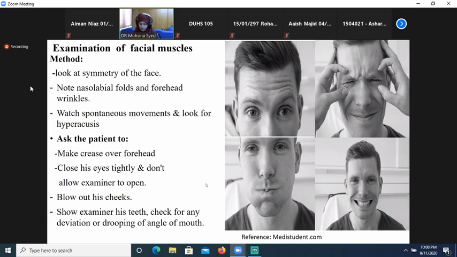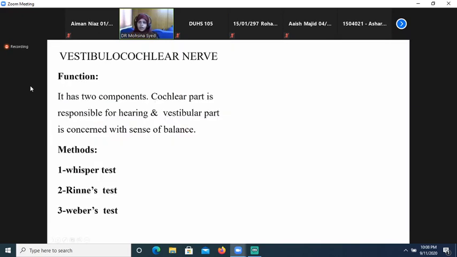Now the vestibulocochlear nerve. The vestibulocochlear nerve has two components. One is the cochlear part, which is responsible for hearing, and the other is the vestibular part, which is concerned with the sense of balance. There are three methods to check the vestibulocochlear nerve: the whisper test, Rinne's test, and Weber's test.